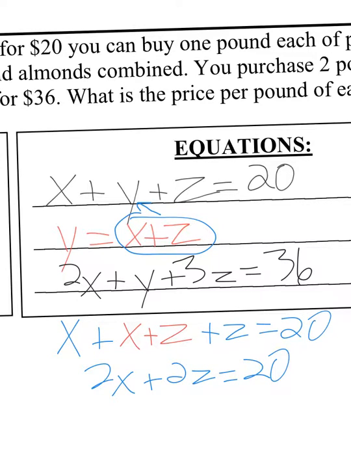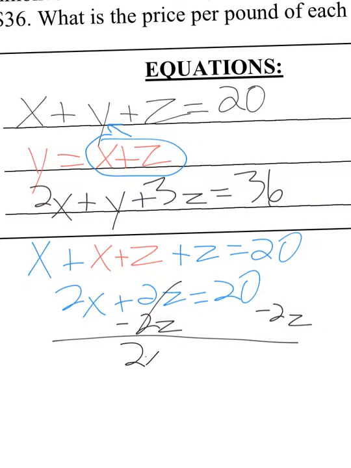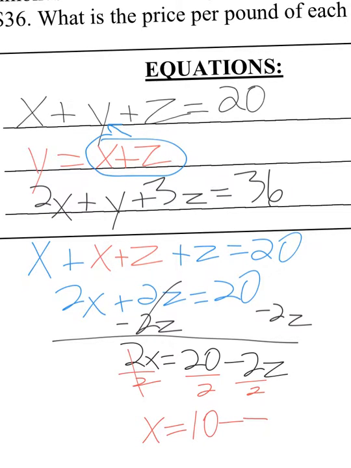So we need to solve one of these variables for x or for z. The y equals has an x and a z in it, so I guess it doesn't really matter. So I'm just going to go ahead and solve this for x. So I'll minus 2z over, and then I get 2x equals 20 minus 2z, and then I'll divide both sides by 2, and I get x equals 10 minus z.